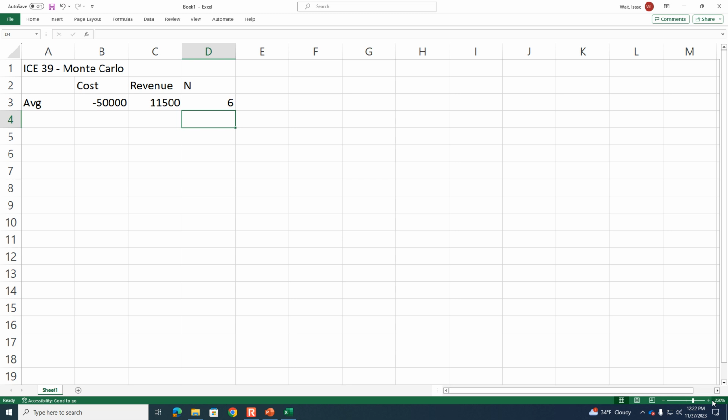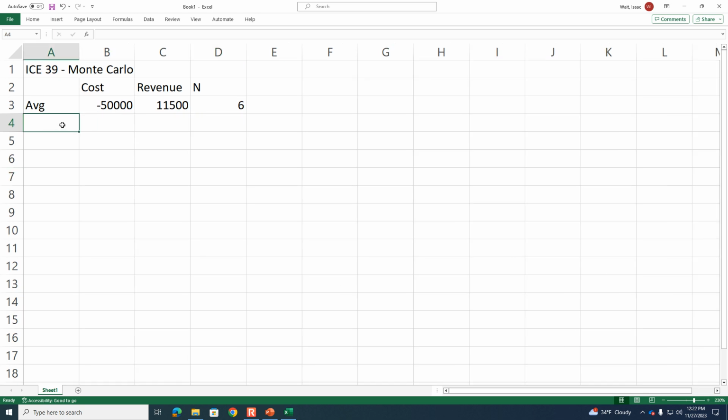All right, so then on this next row is where we're going to specify the standard deviation. So what we had from the problem statement is that the cost is going to vary plus or minus 2,000. So here we just put in the absolute value of the standard deviation. So it's 2,000 for the cost. The revenue, the problem statement said we think that the revenue is going to be within 1,250. And then the n value, the standard deviation there is 1.